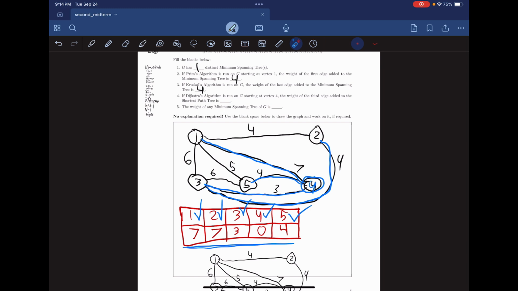The question specifically asks, if Dijkstra is run on G starting at vertex 4, the weight of the third edge added to the shortest path tree is blank. Now, ladies and gentlemen, what was the third edge that we added to the system? It's a great question. And if memory serves correct, sorry, the third edge that we added was 7. Was the 1 to 4.